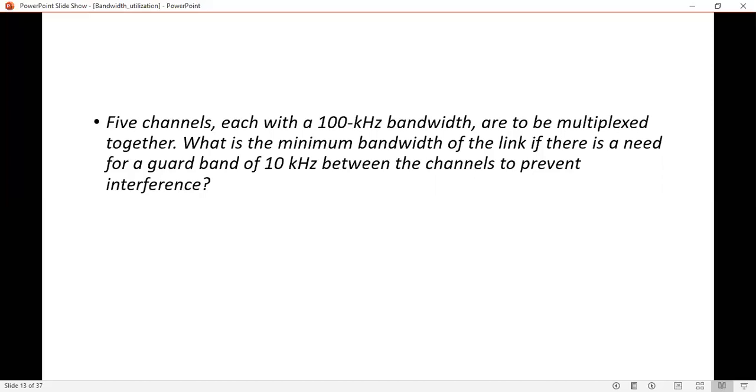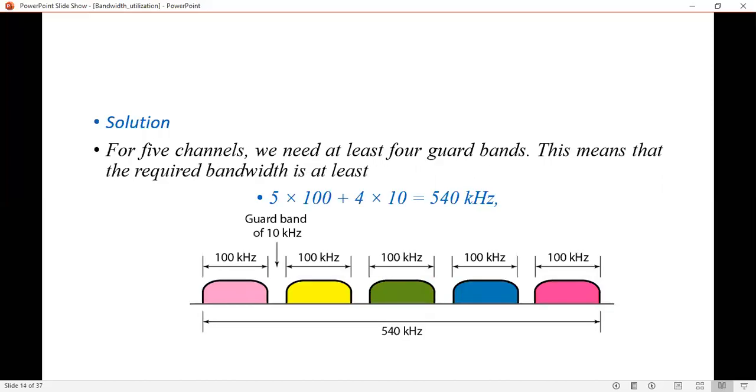That means you have 5 channels, and in between these 5 channels you have guard bands. We will look at this figure to understand it more clearly. Here you have different colors which represent 5 channels, each of 100 kilohertz. Between the first and the second channel you have a gap, that is your guard band.